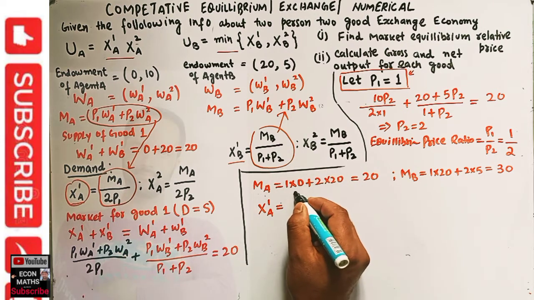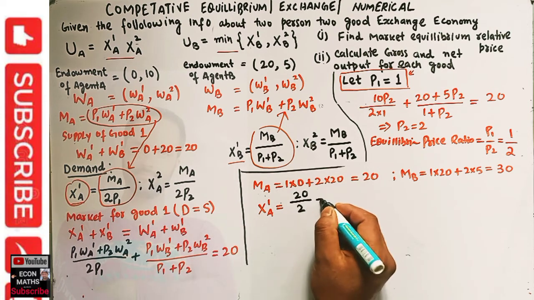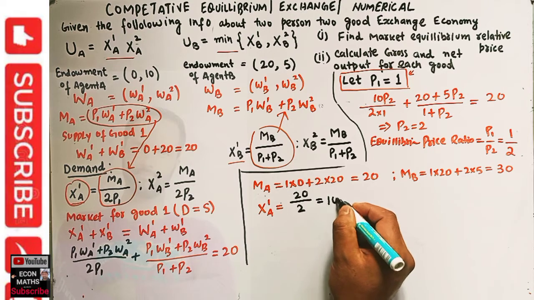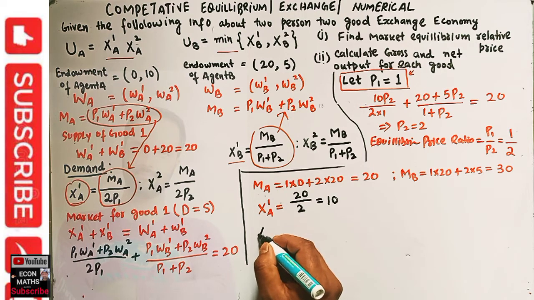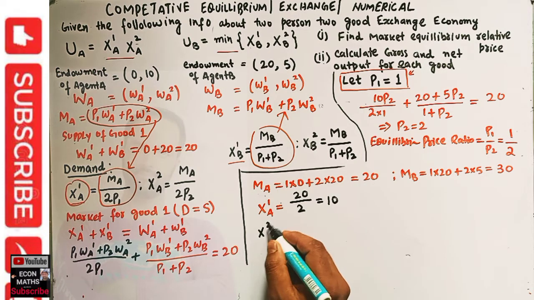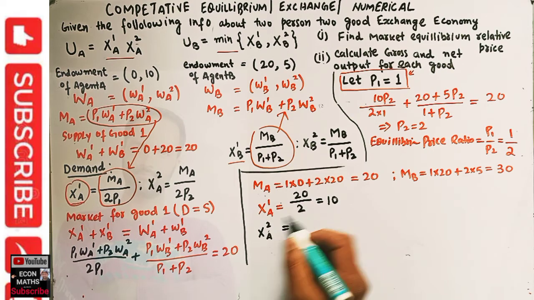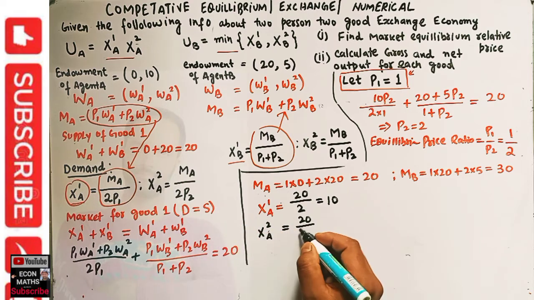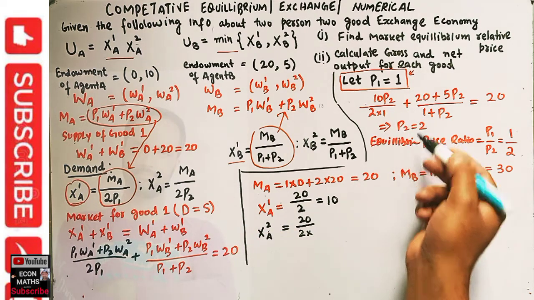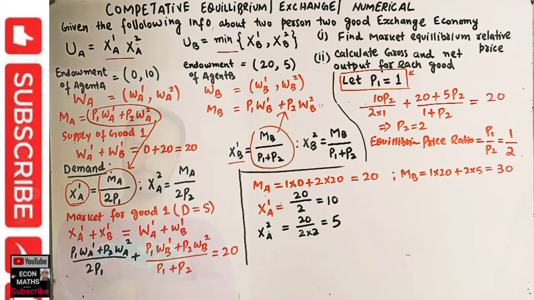MA we got as 20 twice P1, so P1 is 1, so we get 20 upon 2, which comes out to be 10. Okay, and what about X2A? That means gross demand of good 2 by person A will be equal to M upon 2P2, which is 20 upon 2 into what is the P2, this time 2, so 2 2s are 4, so 20 upon 4 comes out to be 5, 4 5s are 20.